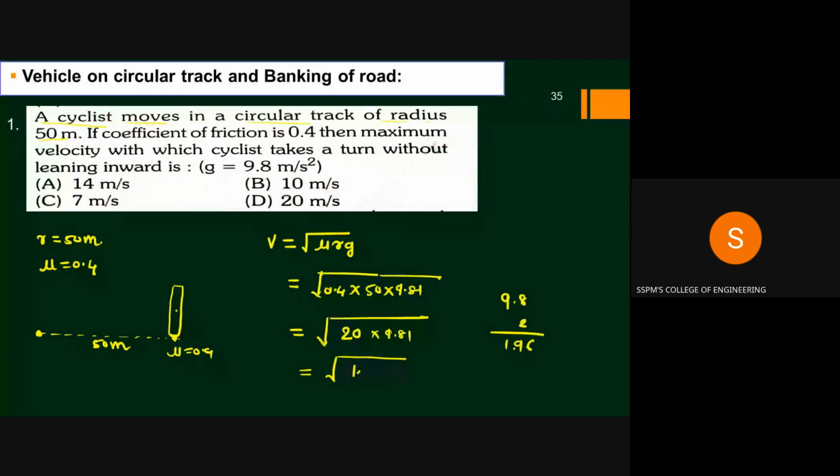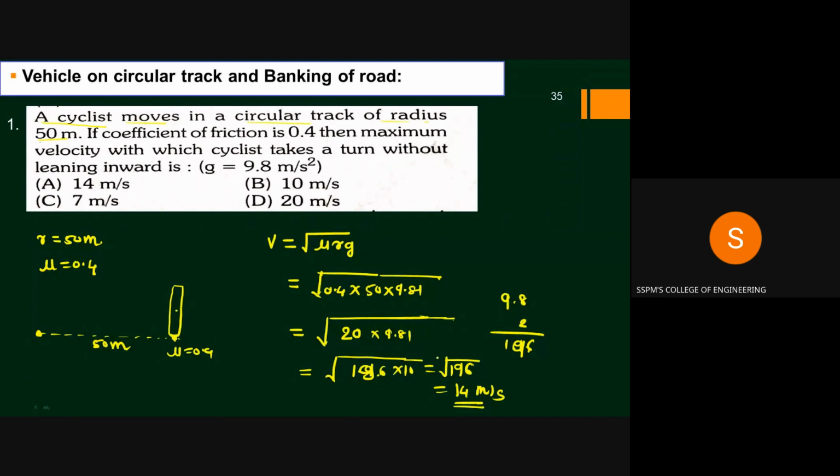Okay, sorry, this is 19.6 into 10. So the answer will be 196. And the square root of 196 is 14. So the answer is 14 meters per second.